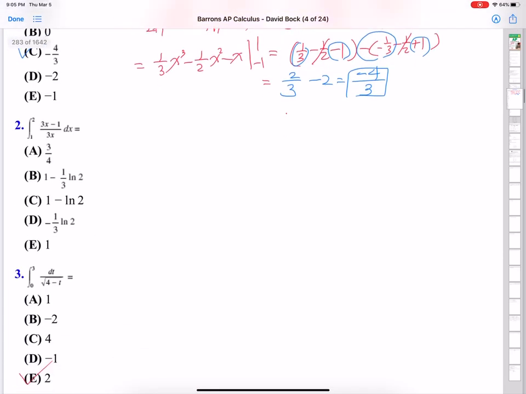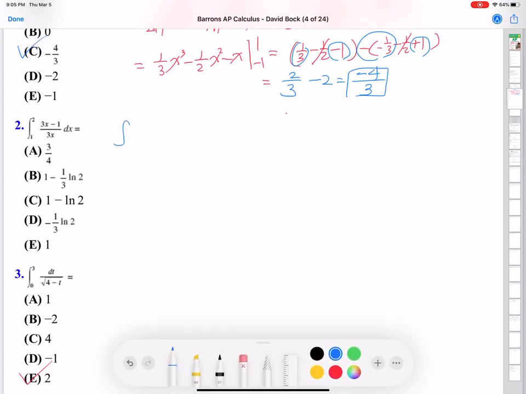Number 2. Integral from 1 to 2 of (3x minus 1) over 3x dx. In this case, you can separate this fraction into two fractions, looks like 3x over 3x, which is 1, minus 1 over 3x. That makes sense, right? And then find each term's integration.